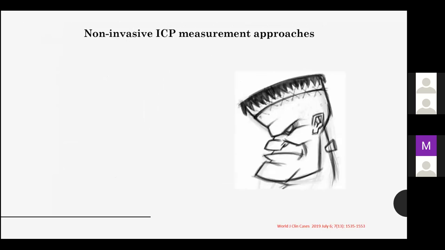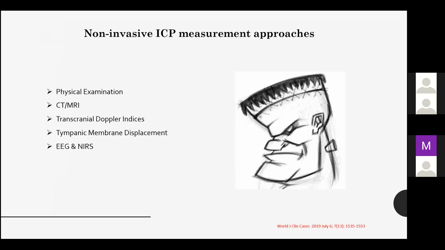So non-invasive: physical examination, checking the GCS and reflexes, CT and MRI. From the CT, you can see midline shift, effacement of the sulci and gyri, and compression of the basal cisterns. These are the findings you can get from CT and MRI. Transcranial Doppler, again, needs expertise, depending on brain displacement; also EEG and NIRS. So all of these need a little bit of expertise apart from physical examination.